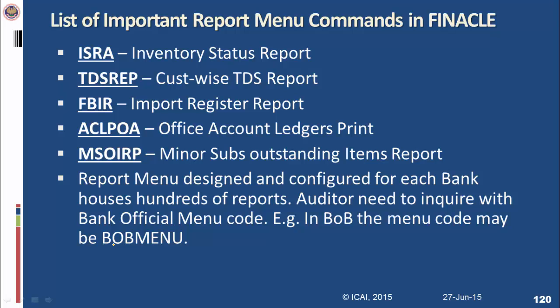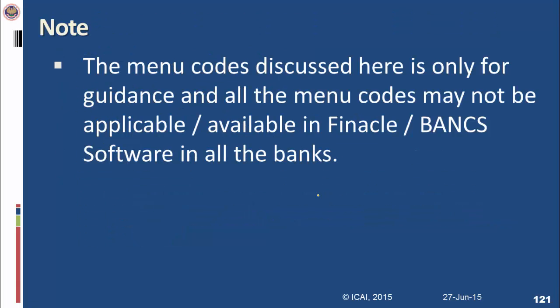Now, a point that I want to make here is report menu designed and configured for each bank houses hundreds of reports. Auditor needs to inquire with the bank official for menu code. That is, for example, in BOB, the menu code may be Bob menu, through which you can access more reports, 100 to 150 reports generated by bank, in addition to Finacle reports. A note here, the menu code discussed here is only for guidance, and all the menu codes may not be applicable or available in all the Finacle or TCS bank software. Reason being, it can be customized also.